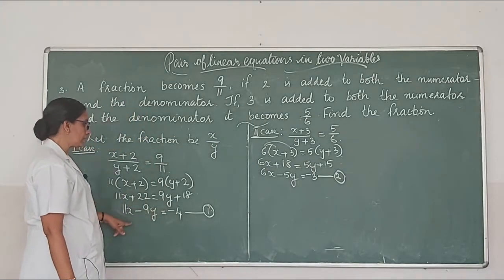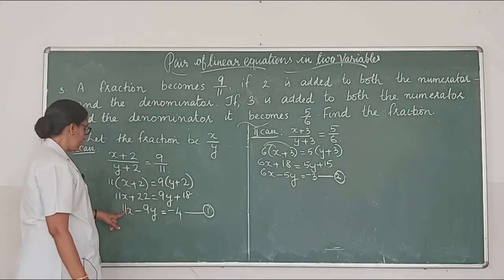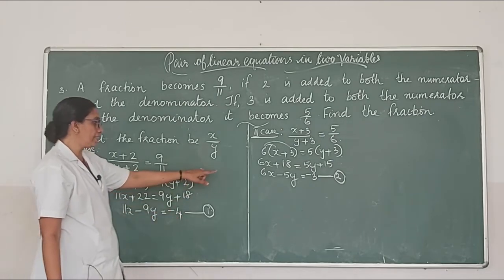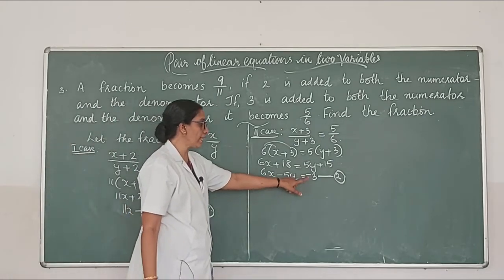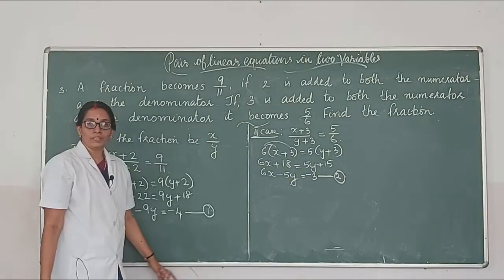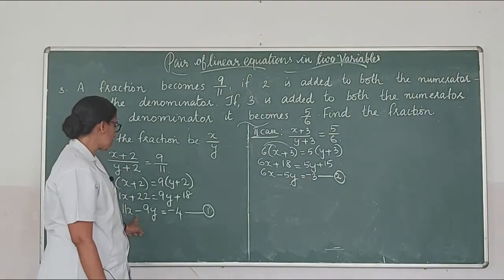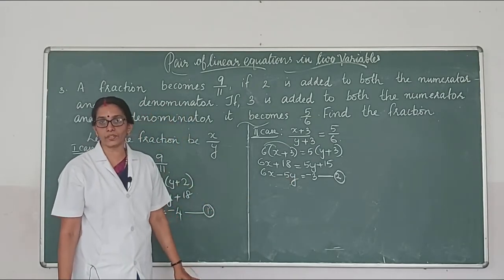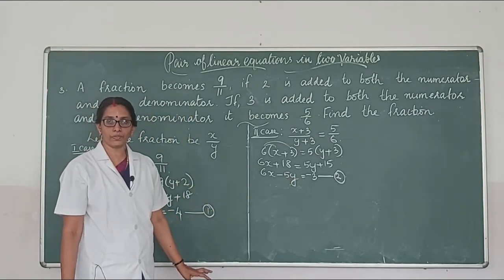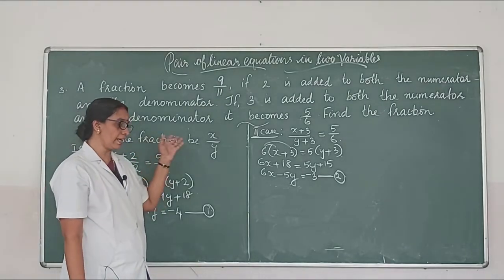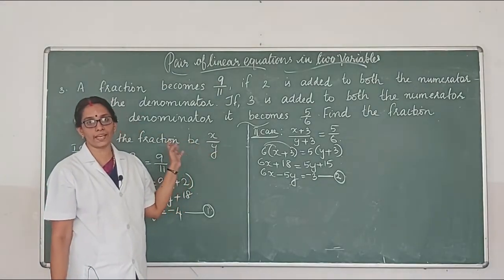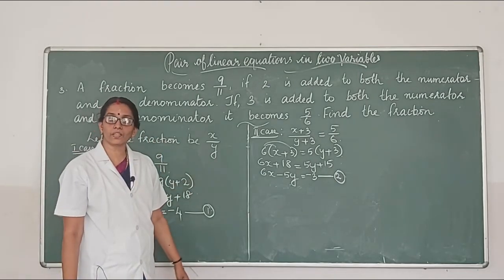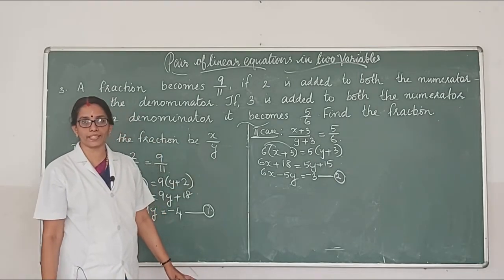Okay, so we got the two equations, 11x minus 9y equal to minus 4 and 6x minus 5y equal to minus 3. So, now we have to solve these two equations 1 and 2 to get the values of x and y. In the last two questions I applied the elimination method. Here let us try the cross multiplication method to get the answer.